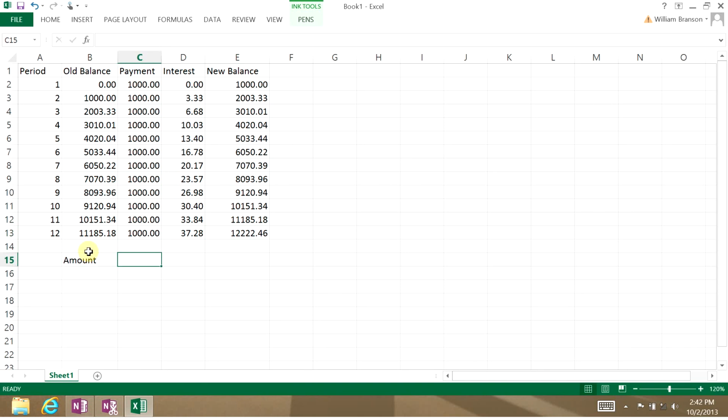What's the total interest paid in? So the amount, that equals this amount. Paid in. Well, how much did I pay in? Well, I made 12 payments of 1,000. So I paid in $12,000. And so what's the total interest? Well, interest is the amount minus what's paid in. So total interest equals amount minus what I paid in. So the interest is $222.46.